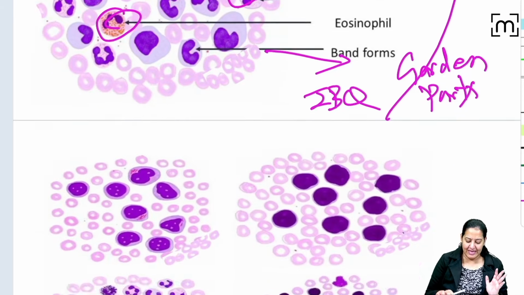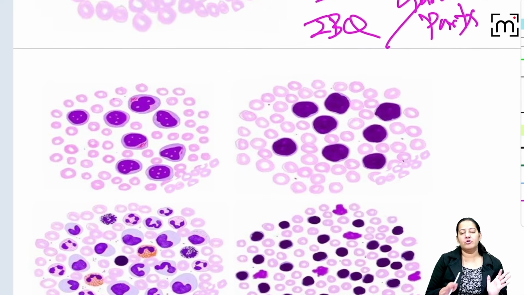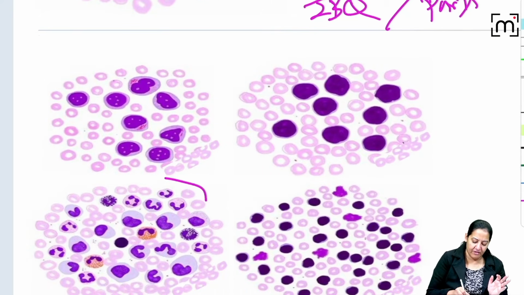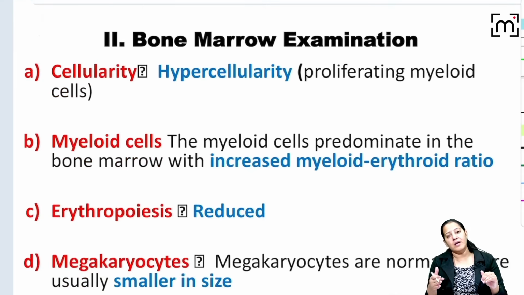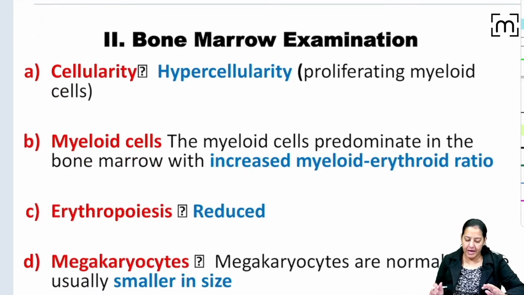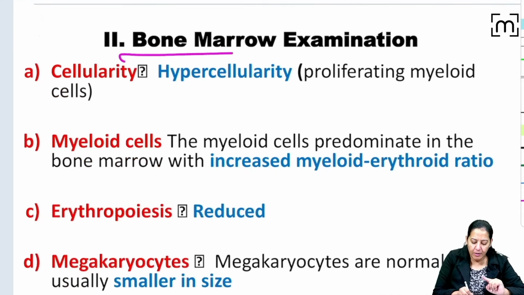So this is CML. Right, I will be teaching you the peripheral smear of all. Currently, I have covered the peripheral smear of the CML, in which we are seeing all the granular precursors, the immature granular precursors. Coming to the bone marrow findings.